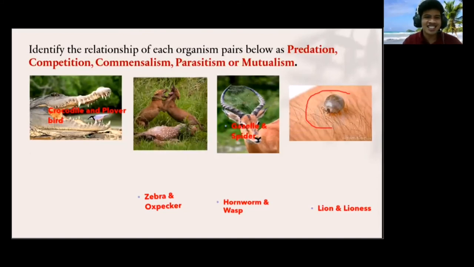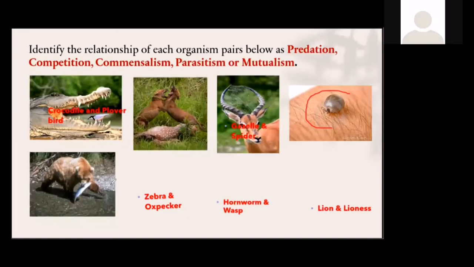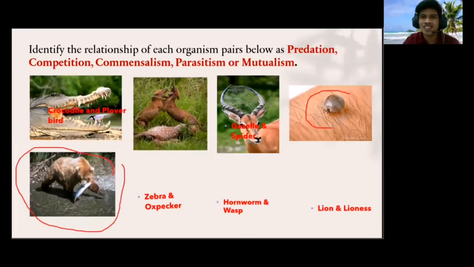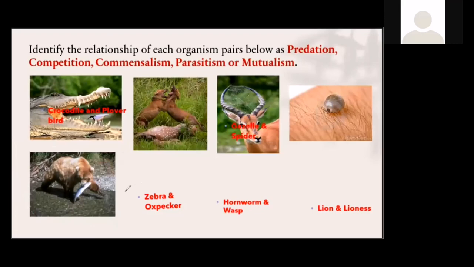Next. Okay. Last four. This one. What is this? A bear. A bear. Okay. What's this? Where is Jean? Is Jean here? I cannot hear Jean. All right, Yok. Hello, Yok. Hello, yes. Yok. What is this? What kind of relationship? The bear and the fish. This one is? Predation. Predation, correct. And Q also is correct.